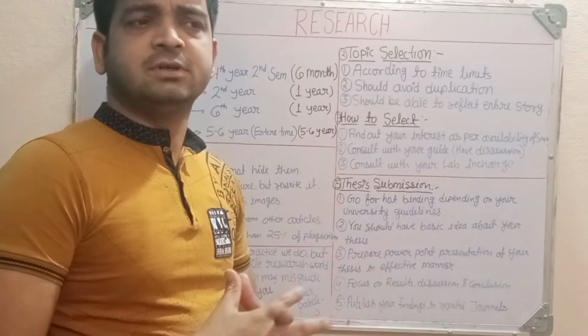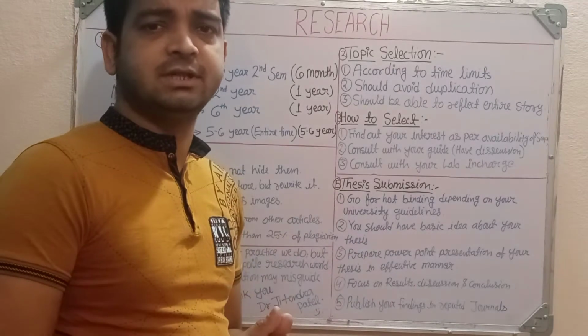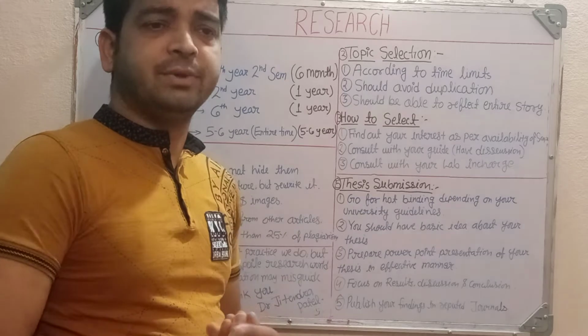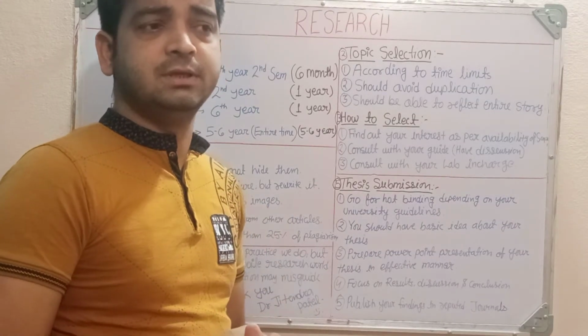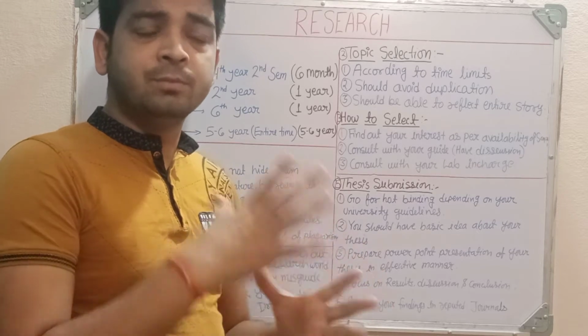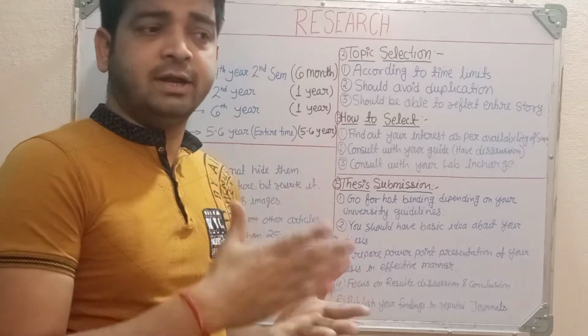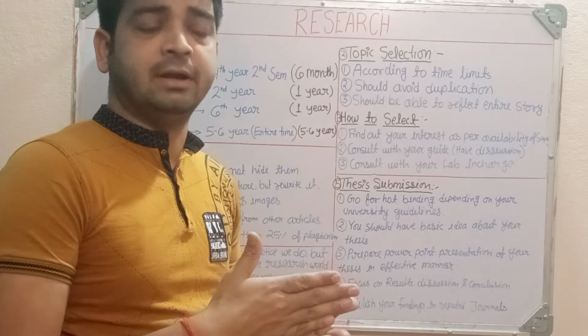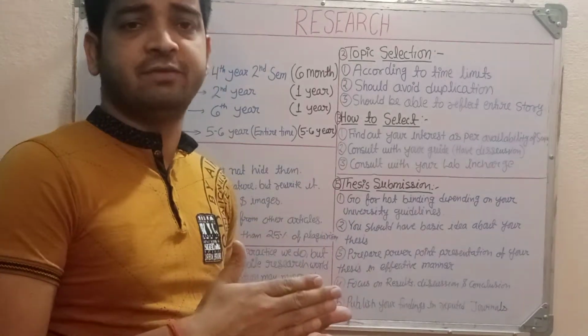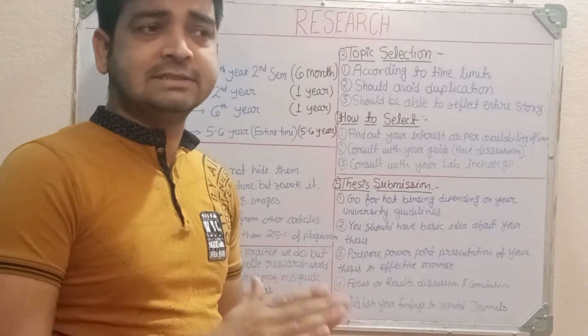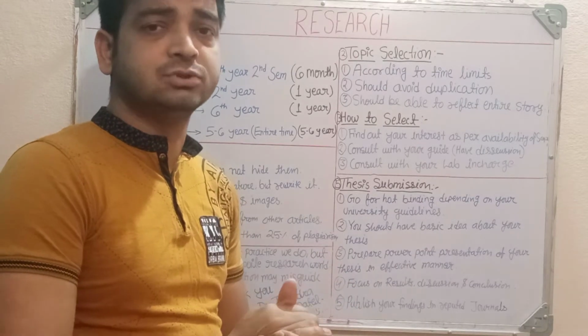There are a lot of queries among the students: how to select the topic, how to perform the research, how long it is supposed to be, and how we are going to remove the plagiarism so that whenever it is sent to the anti-plagiarism checking, it comes below 25%. So there are a lot of queries. Here I will try to solve those things, right?